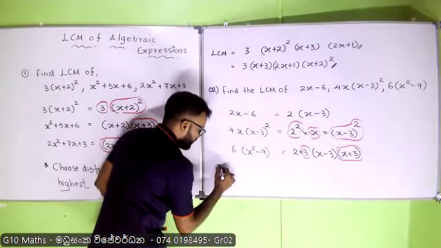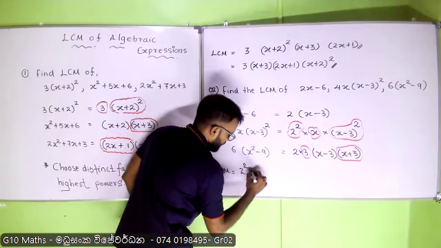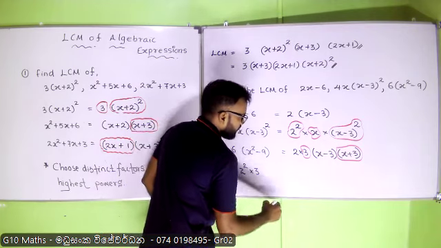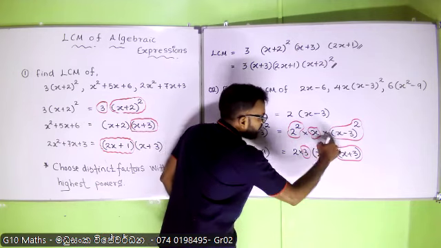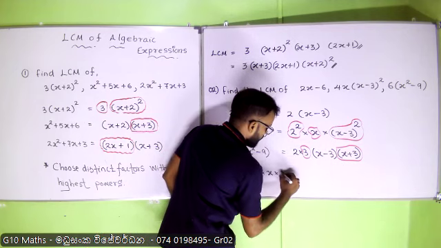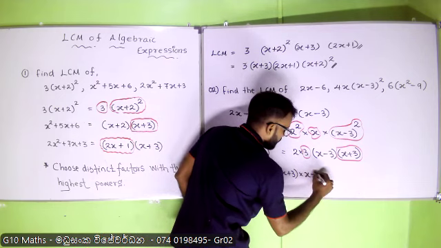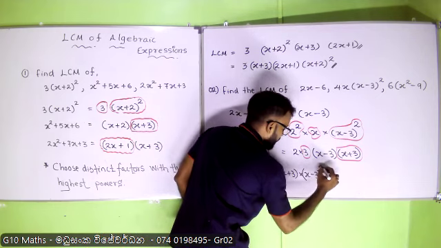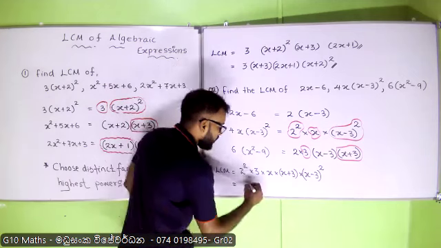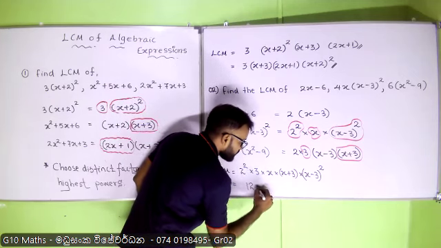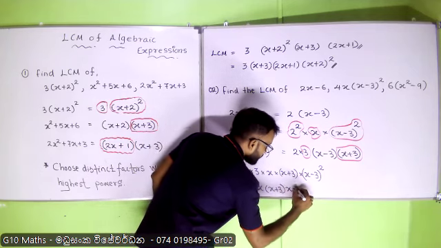In order to find the LCM: 2 to the power 2, multiplied by 3, then multiply x plus 3, then multiply x minus 3 to the power 2. So the final answer will be 2 to the power 2, which is 4, 4 times 3 is 12, so 12 times x plus 3, x minus 3 to the power 2.